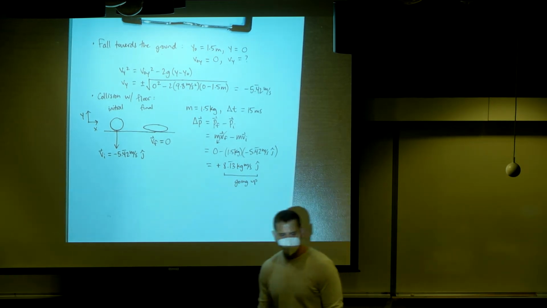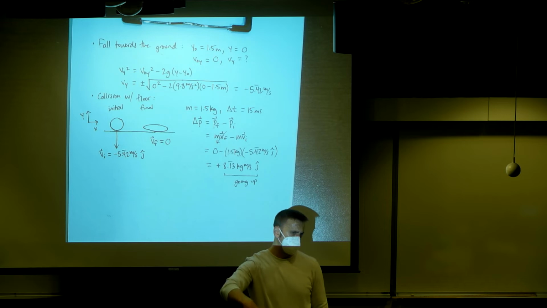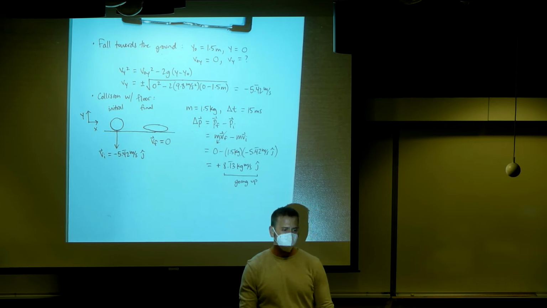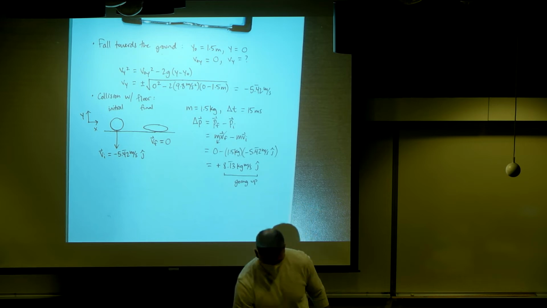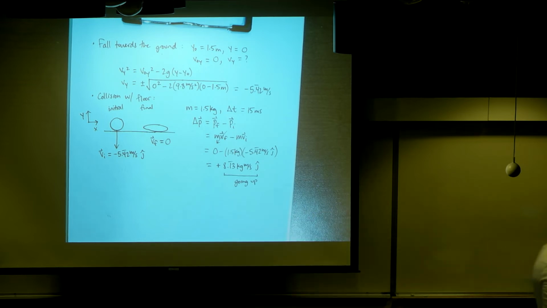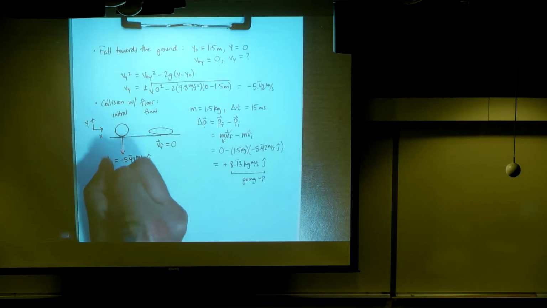That should make sense given that we started moving downwards with a downward momentum. And if we're going to basically get rid of all that downward momentum, we need a delta P that's going upwards. Cancel it out. Okay? Make sense? What about the average force?